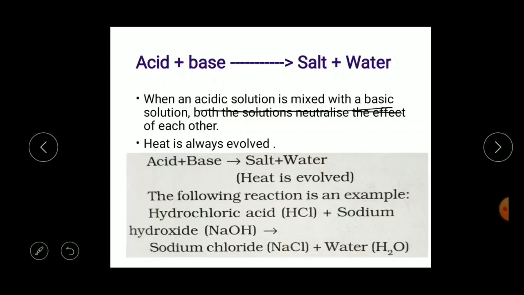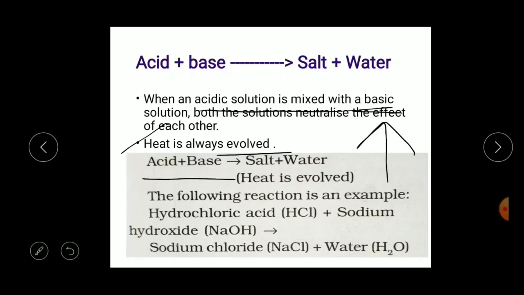Understood, children? Okay, next one: heat is always evolved. Now when you add the acid to the base and immediately touch the test tube after the neutralization, you will find it a little bit hot. In the neutralization reaction, heat is always produced. The reaction between the acid and base evolves heat, and the evolved heat raises the temperature of the reaction mixture.